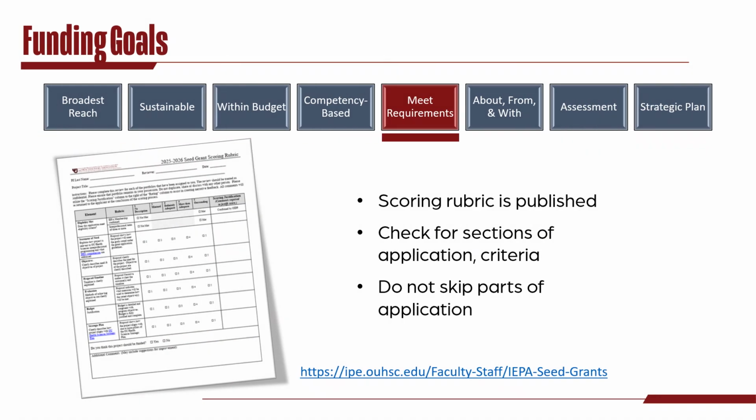In that same spirit, we'll point out that the grant reviewer will be using a scoring rubric. The rubric is published on the IEP website along with the grant application materials. You'll want to make sure your application is aligned with the areas of the rubric and that you don't leave anything blank or vague. Here again, it might be helpful to have a colleague review your application using the rubric for a mock review.